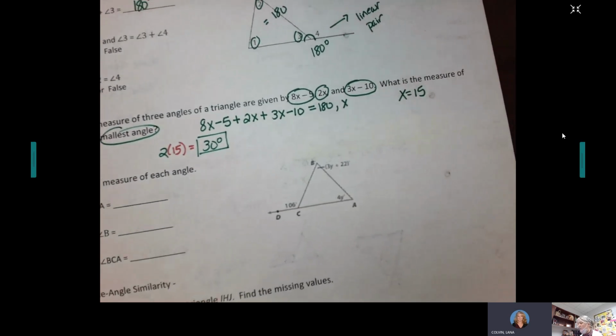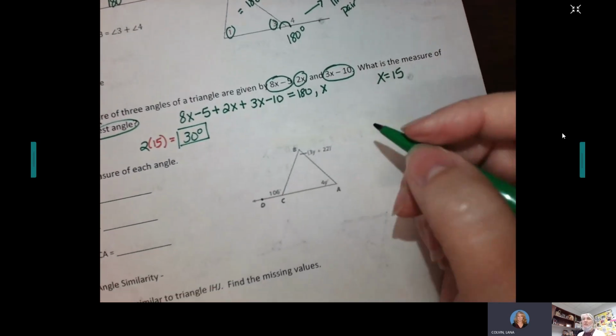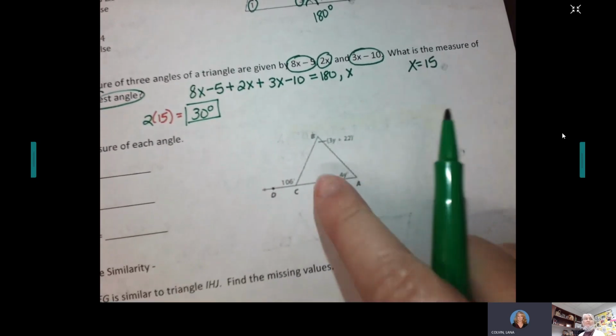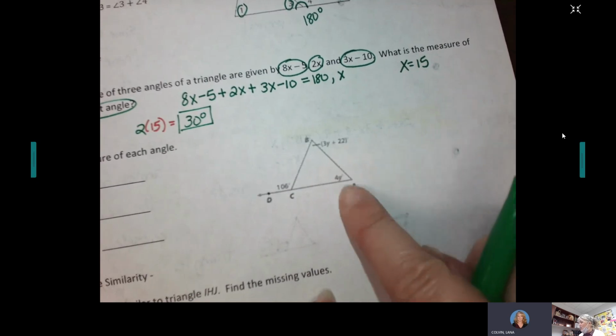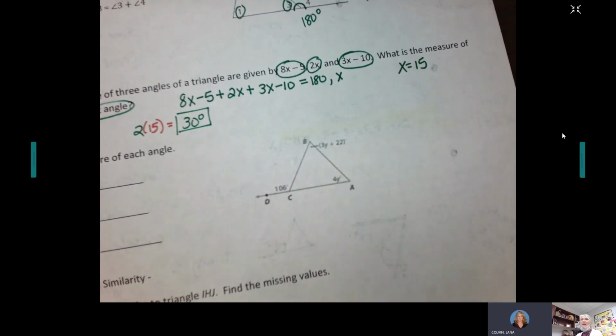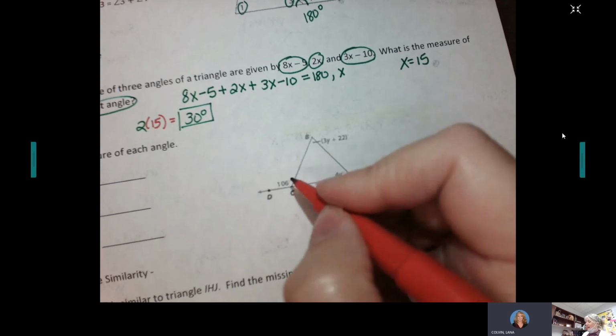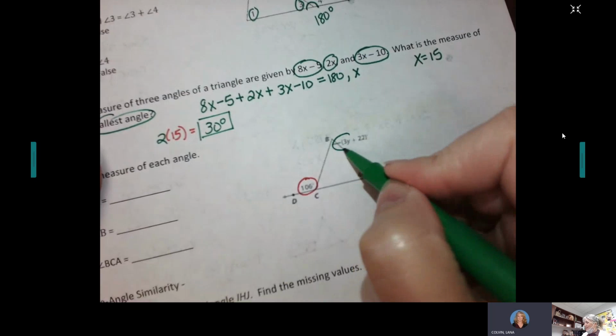All right, now find the measure of each angle. Now this one, I actually messed up on this the first time I did it, because here's what I did. The first time I did this, I went 106 plus 3y plus 22 plus 4y equals 180. That is not correct. How do I set this thing up? Because what I have here, I have an exterior angle and two interior angles. How do I set this up?